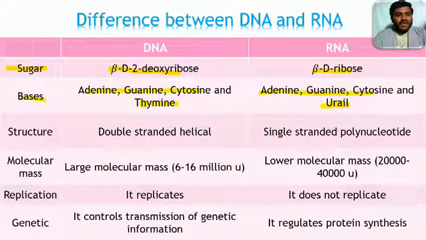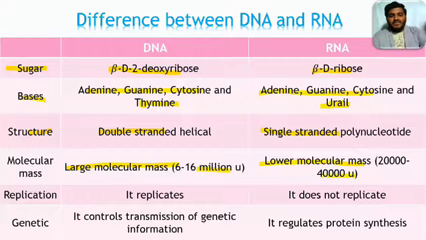Next one, regarding structure. So here it is a double stranded helical structure, here it is a single stranded helical structure. Next, regarding molecular mass, a large molecular mass of 6 to 16 million U is present in DNA, but here a lower molecular mass of 20,000 to 40,000 U is there.